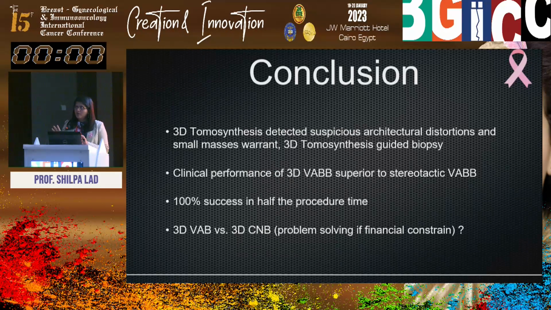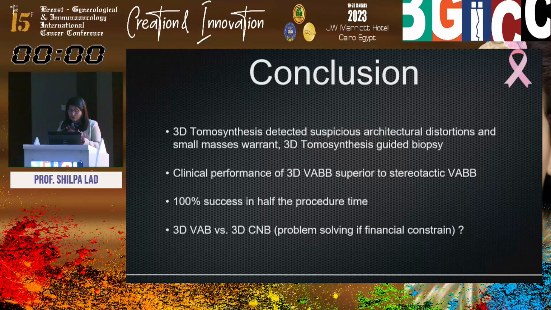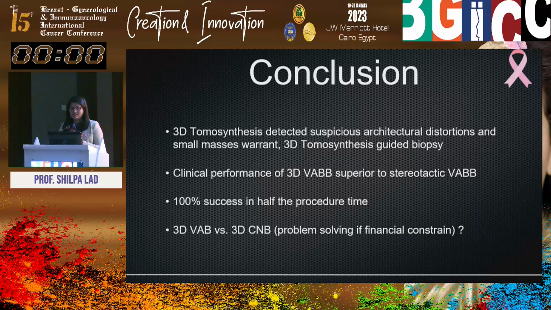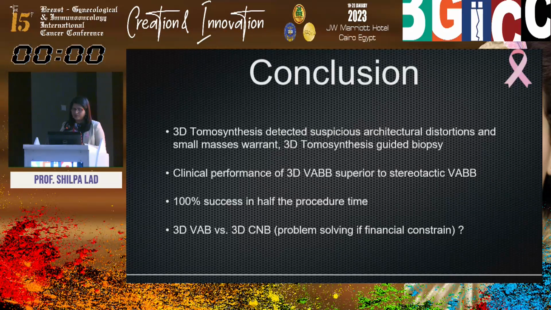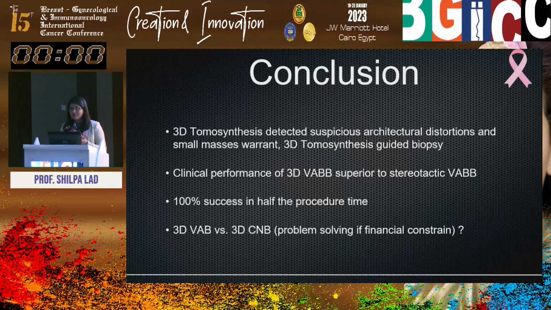Okay, so first we'll take any questions, to conclude the actual procedure. 3D tomosynthesis detected suspicious architectural distortions, small masses. 3D tomosynthesis, excellent procedure. Clinical performance is superior to that of stereotactic VAB in terms of 100% success rate, half the procedure time. Okay, can we do a 3D core for like a core biopsy? It remains to be seen because there are not as many publications talking about a core biopsy for architectural distortions because vacuum biopsies are so easy to do.